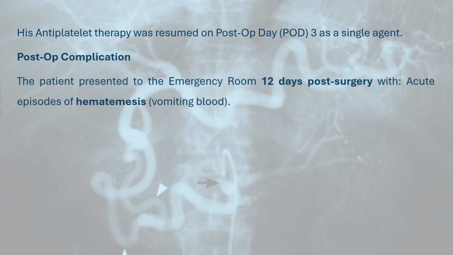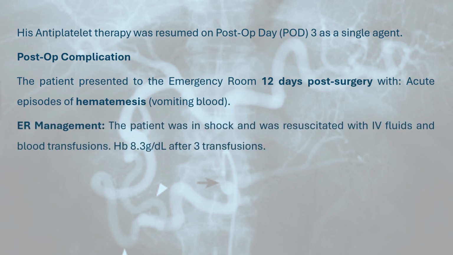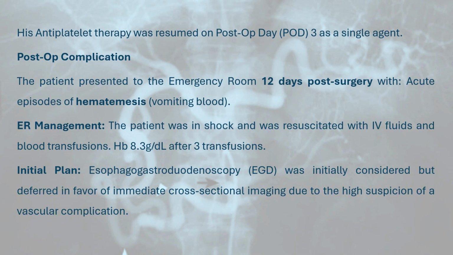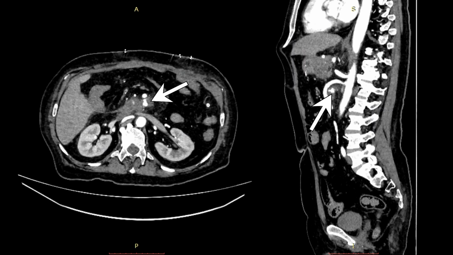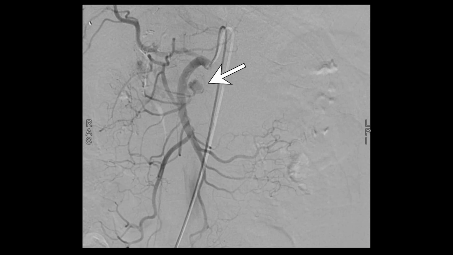But on the 12th post-operative day he presented to the emergency room with acute episodes of hematemesis. The patient was in shock and was resuscitated with IV fluids and blood transfusions. HB rose to 8.3 gram per deciliter after 3 transfusions. EGD was initially considered but deferred in favor of immediate cross-sectional imaging due to the high suspicion of a vascular complication. Contrast CT identified a visceral artery aneurysm involving the inferior pancreaticoduodenal artery.